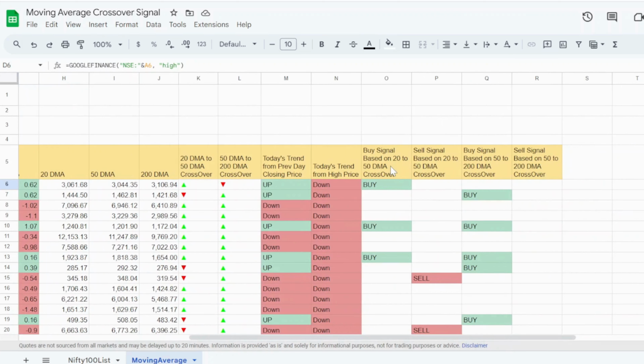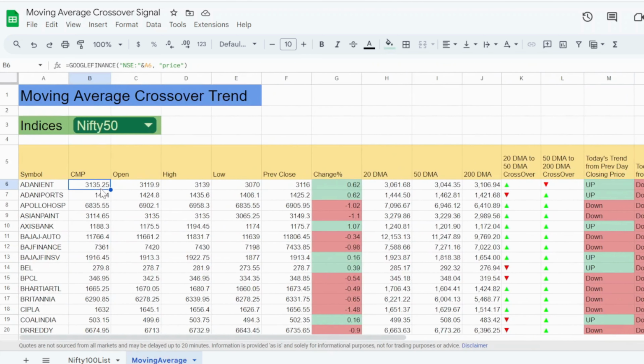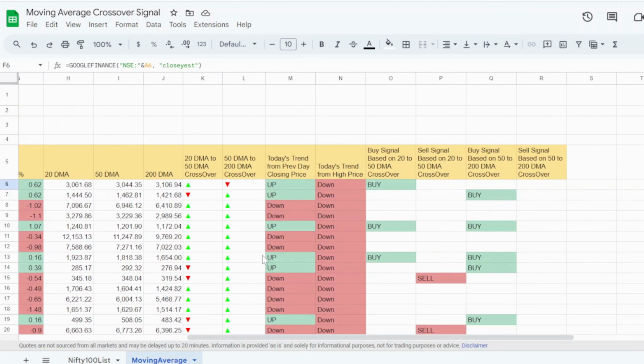Now, the buy signal based on the 20 to 50 DMA crossover. Here I am creating two conditions, that's why I have given AND. B6 is greater than F6, which means it is in the uptrend. B6 is the current market price and F6 is the previous close market price. So if the previous day's closing price shows an uptrend, and if H6 is greater than I6, H6 meaning the 20 DMA is greater than the 50 DMA, then I am getting the buy signal.